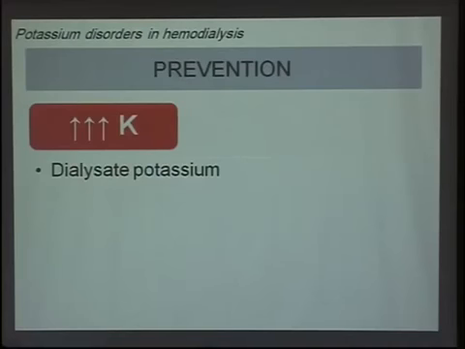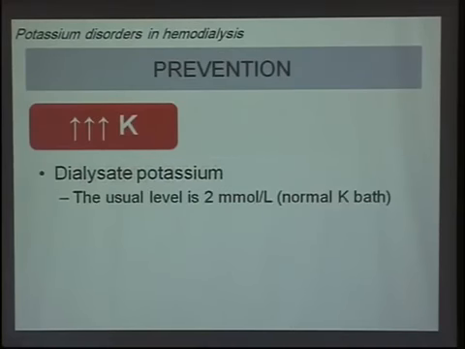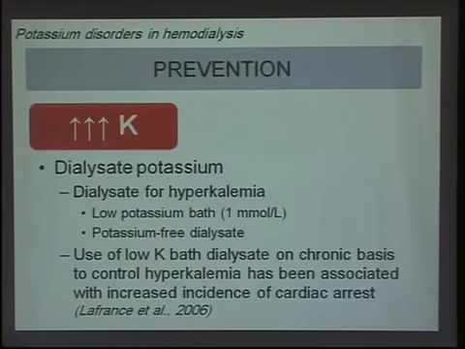What about dialysate potassium? The usual level is 2 millimole per liter, what's called normal potassium bath. So it is low for the body, but for dialysis it's called normal bath, because this is the standard potassium level in dialysate. So the tradition was to consider using less potassium in dialysate, like what's called low potassium bath and potassium-free dialysate.